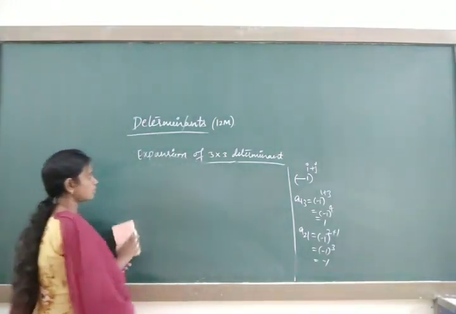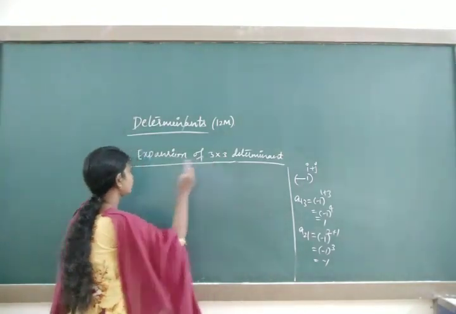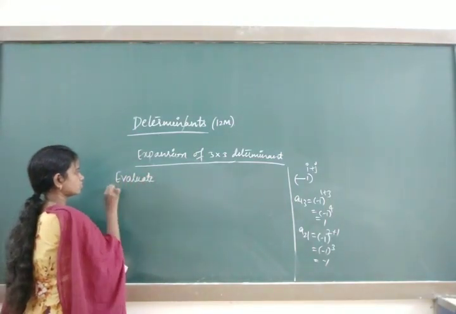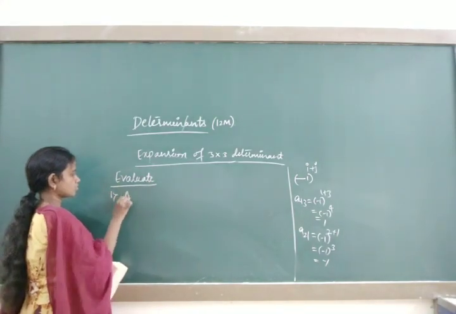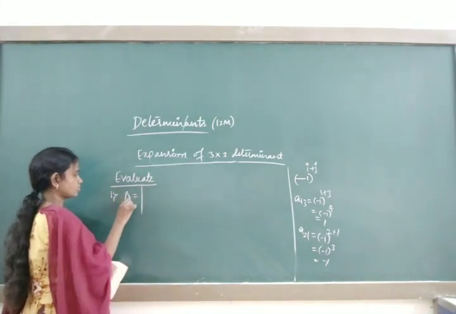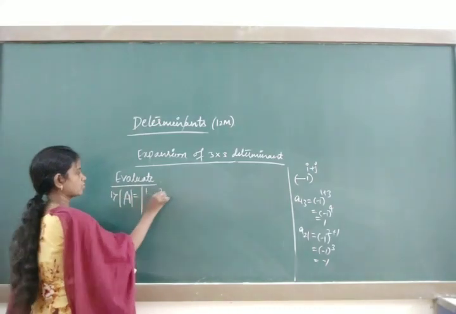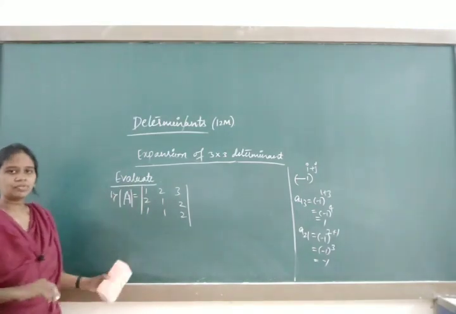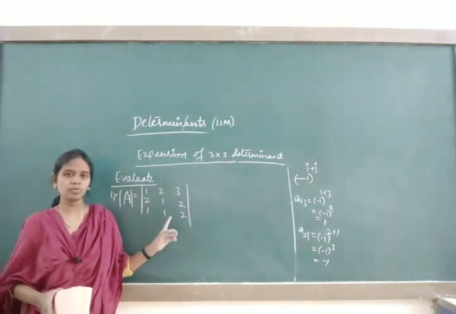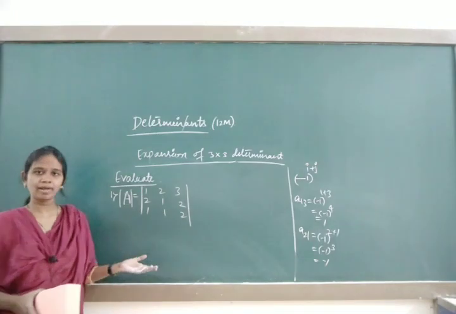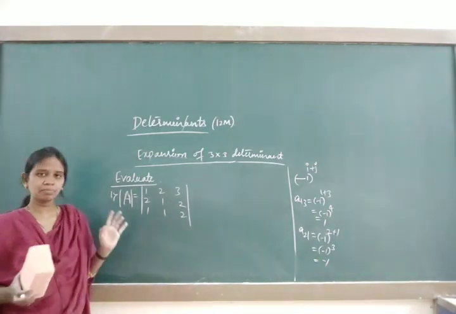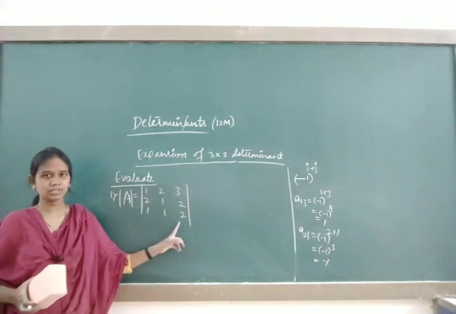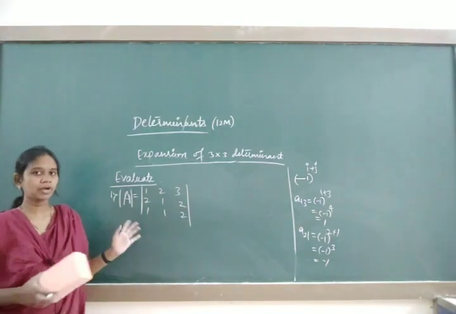So we will take some problems. Expansion of 3 cross 3, evaluate. So if this is your question, 1 2 3, 2 1 2, 1 1 2, how to evaluate the 3 cross 3? As I said, remember the signs, plus minus plus, minus plus minus, plus minus plus. So which row you want to expand, you have to remember that sign.